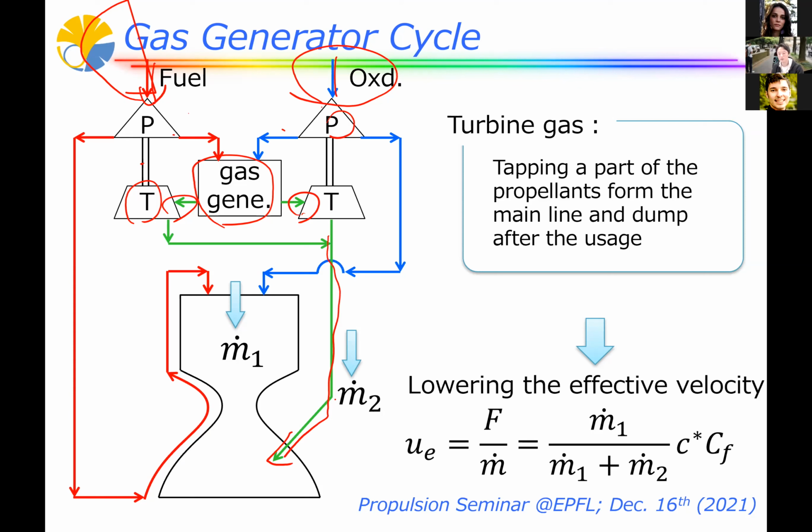So in this case, the system is quite simple. However, this gas in this slide, M2 dot, cannot be used as a rocket propulsion system. So this becomes a loss. So actually, the effective exhaust velocity will be decreased by this factor.